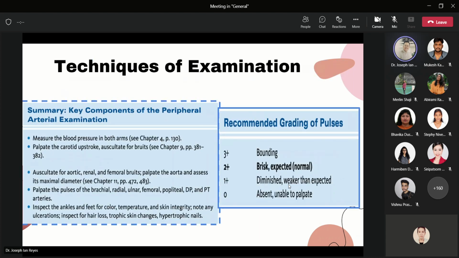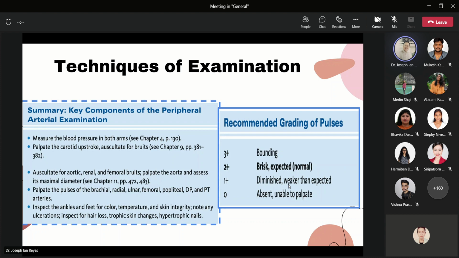So key components of the peripheral arterial examination, again, measure blood pressure in both arms. So proper measurement of the blood pressure, step by step, okay? So when we have our return demo in the future, you're informed, right, that you have a return demo? No? So in our SGD, at the end of the semester, aside from the SGD, everyone is expected to come to campus. So you will have a return demo on the different techniques.